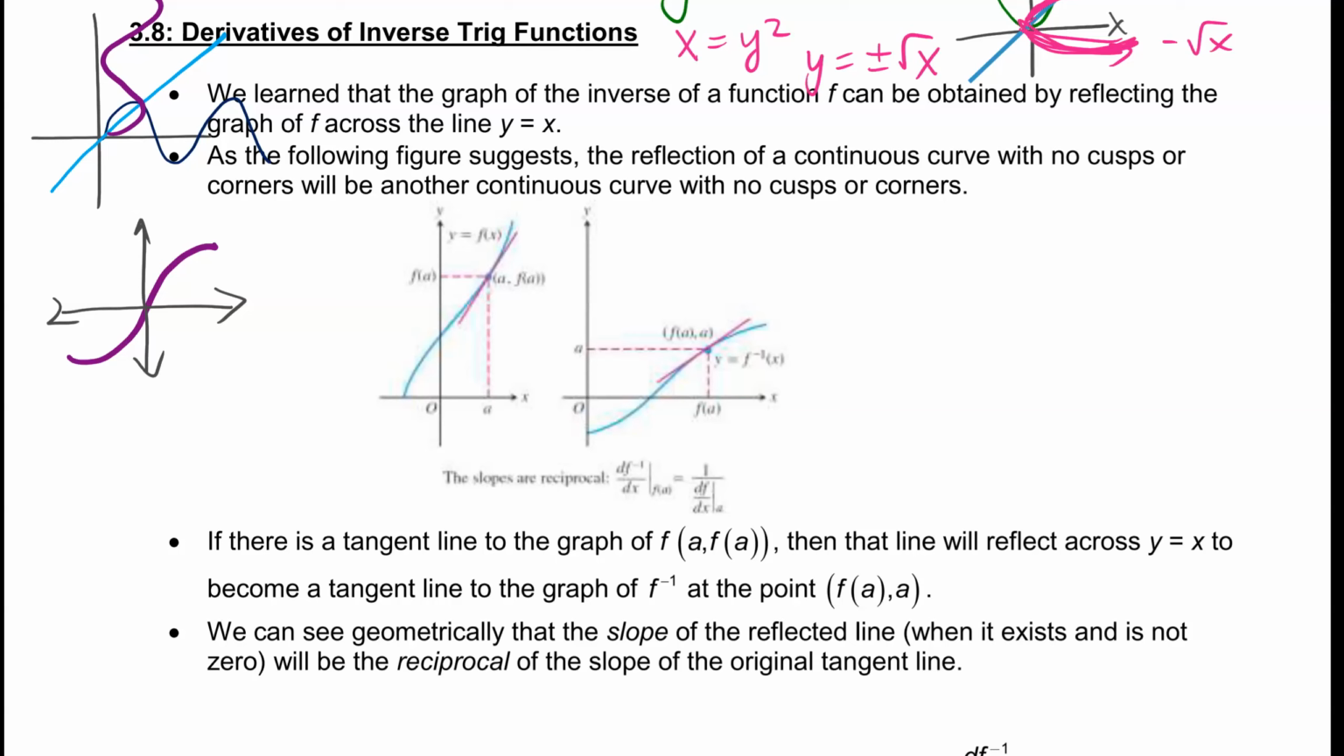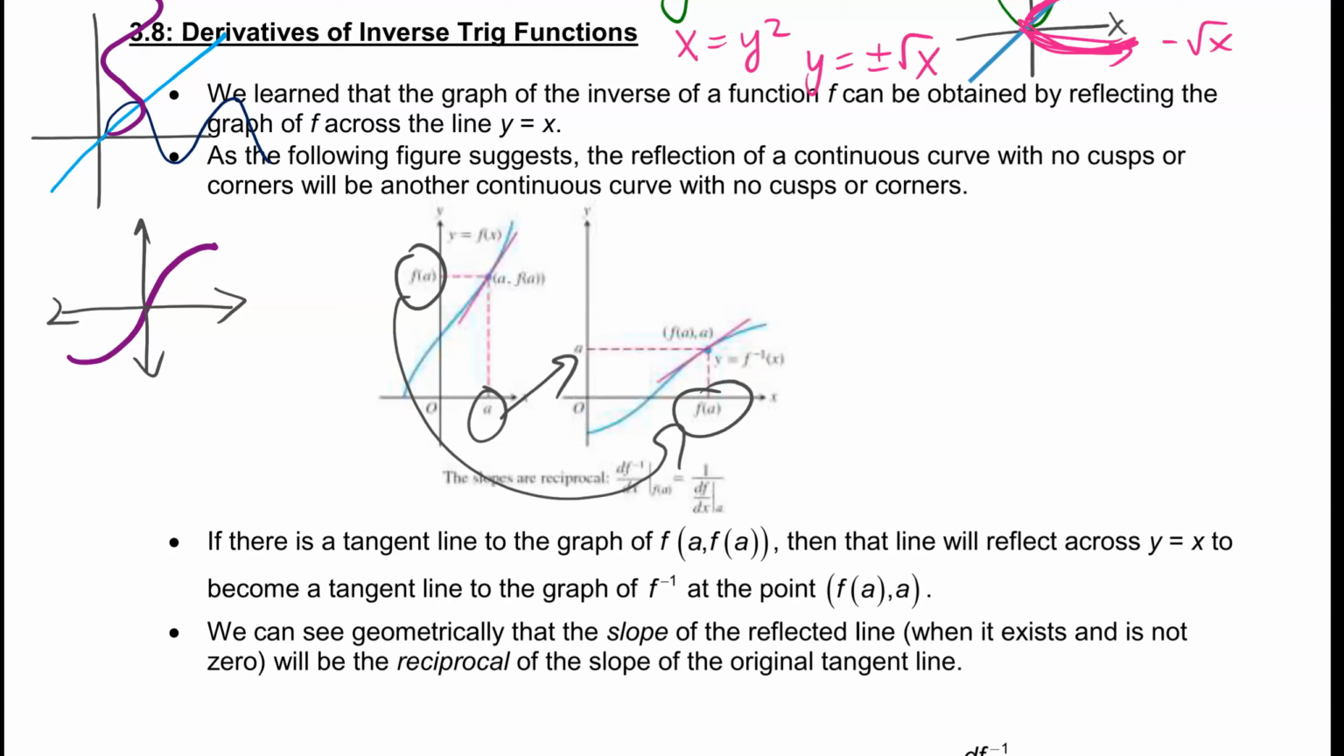If there's a tangent line to the graph at this point, that means that tangent line will reflect across y equals x to become a tangent line to the graph of the inverse at the point f of a equals a. Here's my x and here's my y. Remember, your inverse is literally just flip the x and y's. That's why my x turned into a y and my y turned into an x.